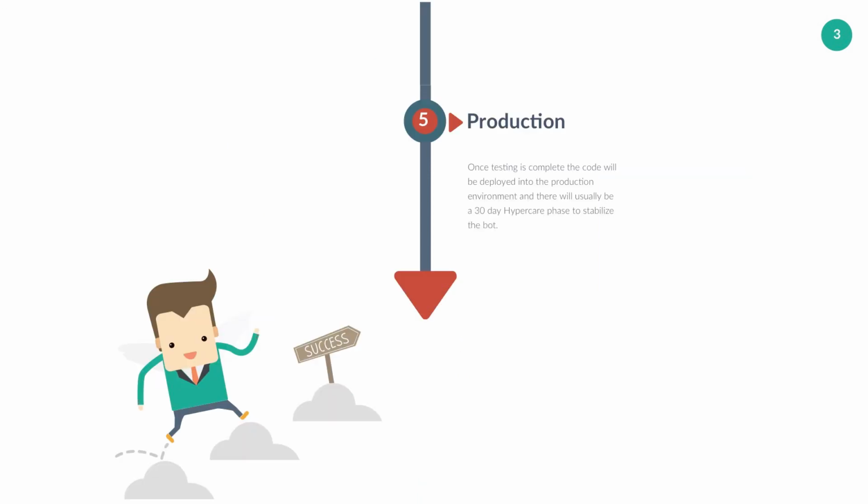Next, the code will be deployed into the production environment, and there will usually be a 30-day hypercare phase to stabilize the bot. Finally, after the bot has been stabilized and the client is confident with the bot's performance, the developer will work with the maintenance team to transfer knowledge for maintaining the bot. During this meeting, the developer should provide a walkthrough of the code and any documentation needed to maintain the bot.